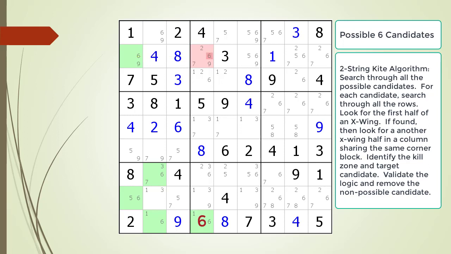The second scenario is we have a 6 in cell 9,4 as shown. This immediately results in our target candidate in our kill zone being killed as shown with an X.